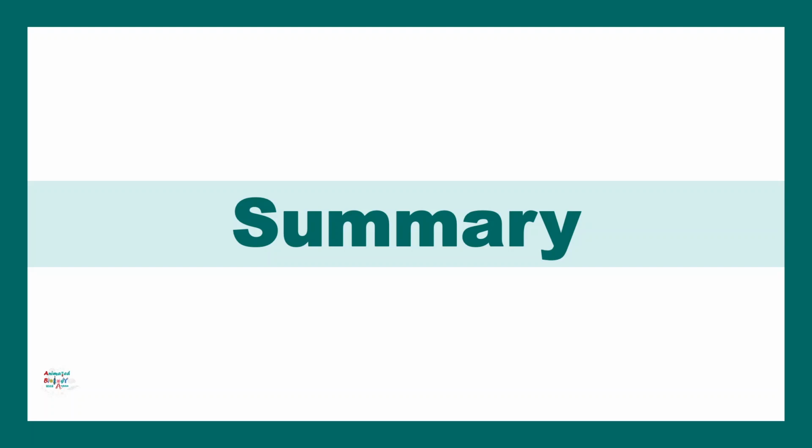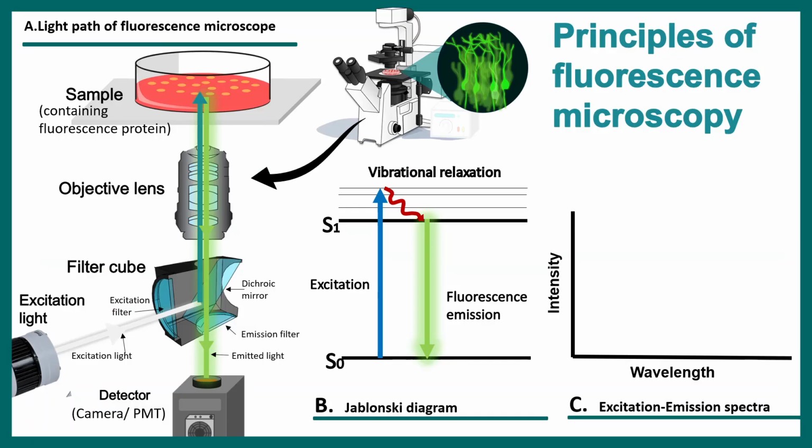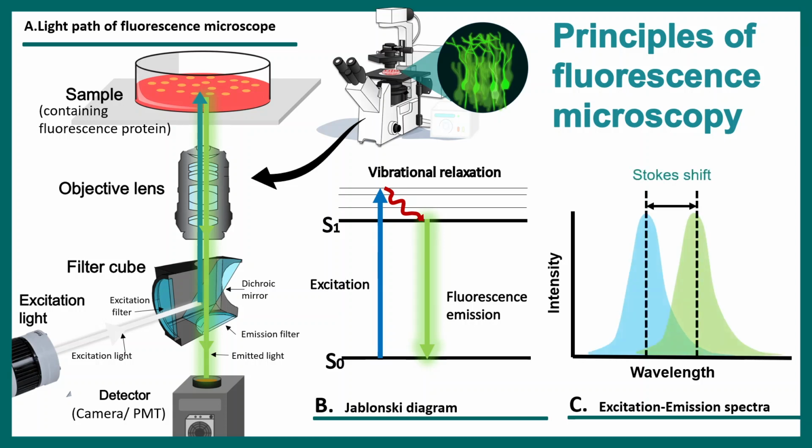Anyway, as per summary, we can quickly see what we have learned right now. We have looked at the light path of the microscope in details. We looked at the Jablonski diagram to understand the Stokes shift and the overall principle of fluorescence, and we also looked at the application.